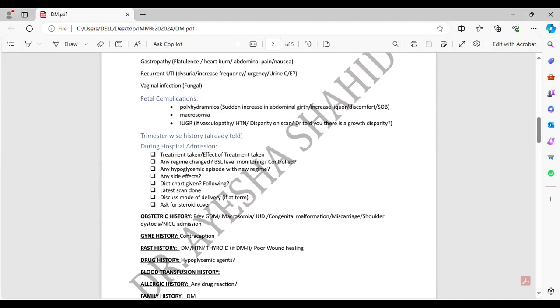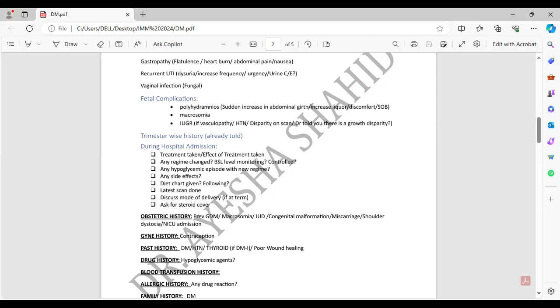What treatment she has taken, what effect of that treatment, whether the glucose levels are controlled now or not, any regime change from the previous one, her basal level monitoring and the timings, whether the basal levels are controlled or not, whether the fasting levels, pre-meal and post-meal levels are done or not. Ask about any hypoglycemic episode with the new regime.